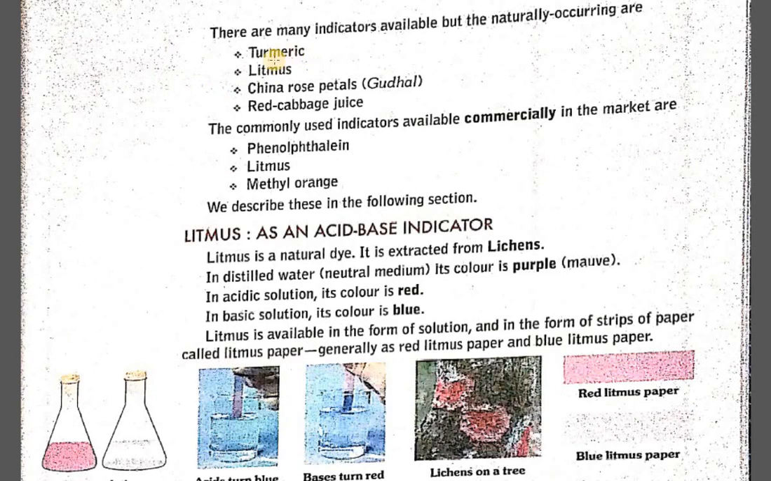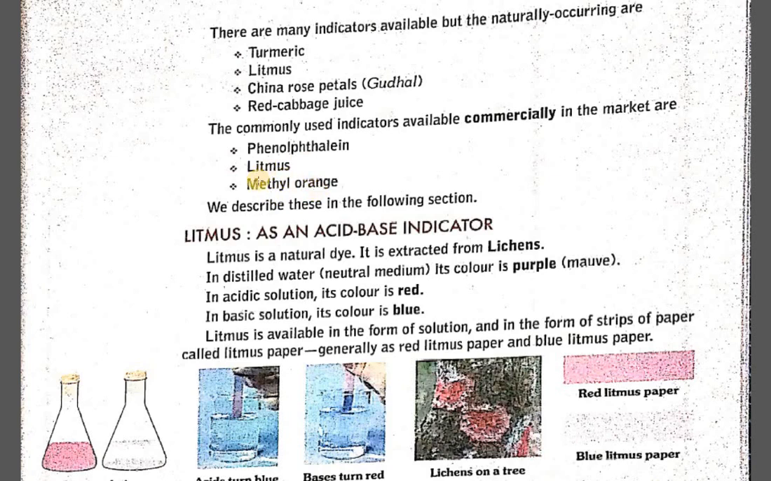Now, I have talked about certain examples which have also been listed in your book, that is turmeric, litmus, China rose petals, commonly called Gudhal ka Phool, and red cabbage juice. Now, we will talk about the synthetic or the chemical indicators. There are majorly two, and that is phenolphthalein and methyl orange.